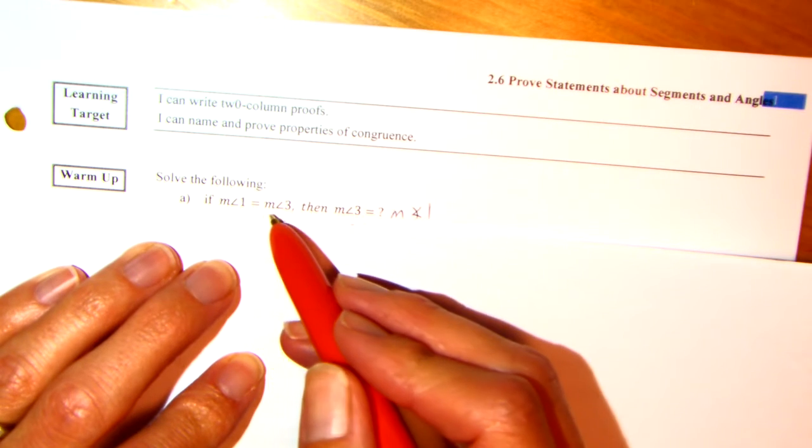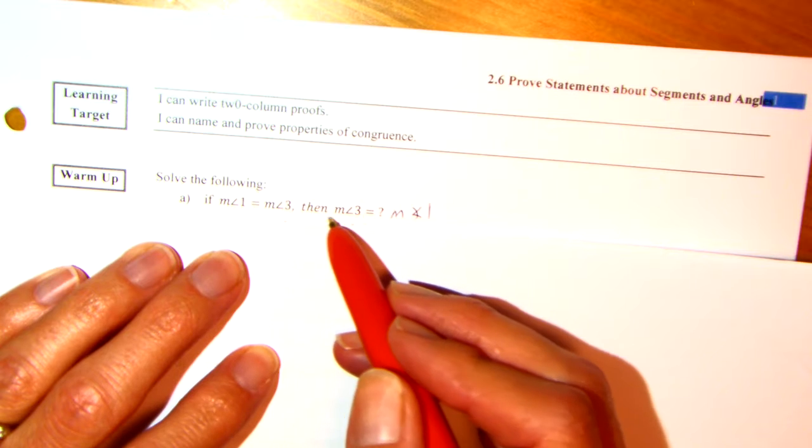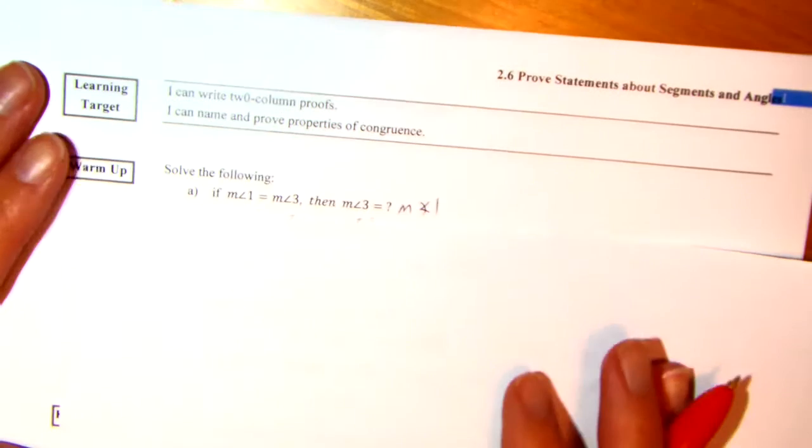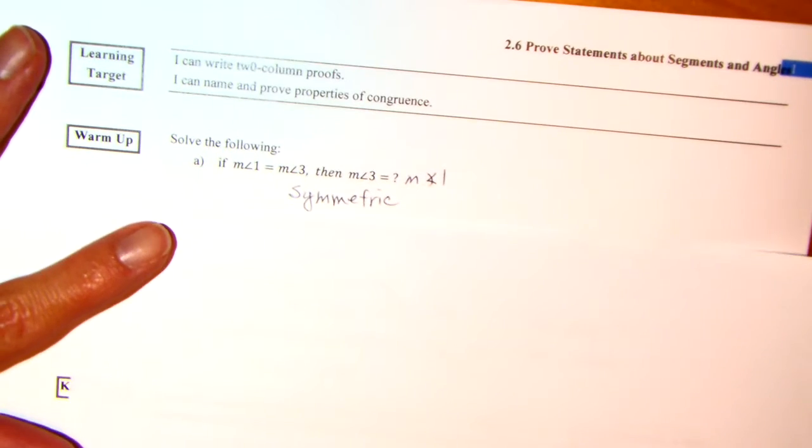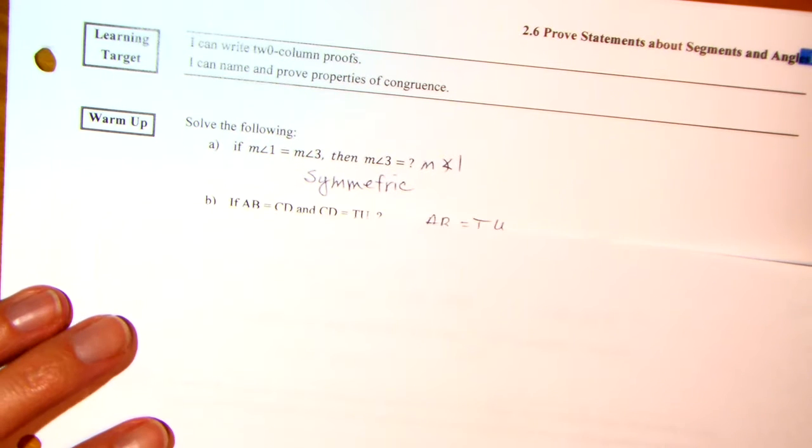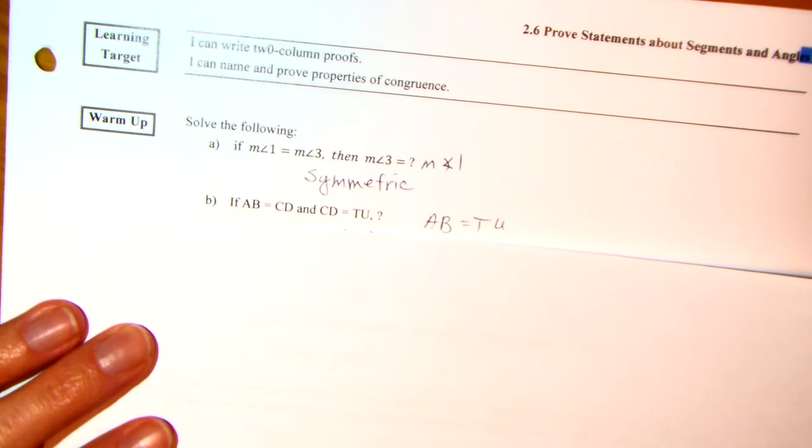Measure of angle 1 equals the measure of angle 3. Then the measure of angle 3 equals the measure of angle 1. And that is symmetric property. Symmetry. Okay, so how about this one?